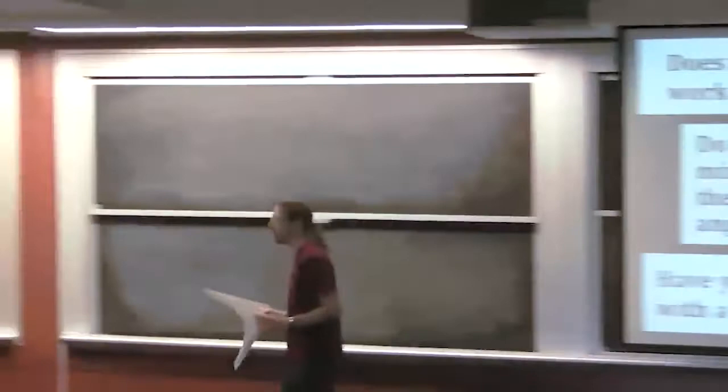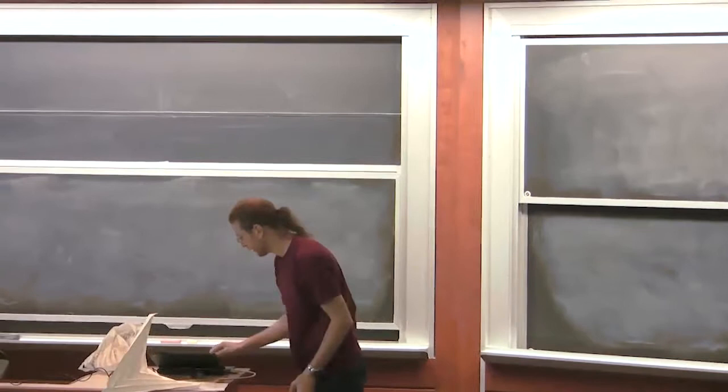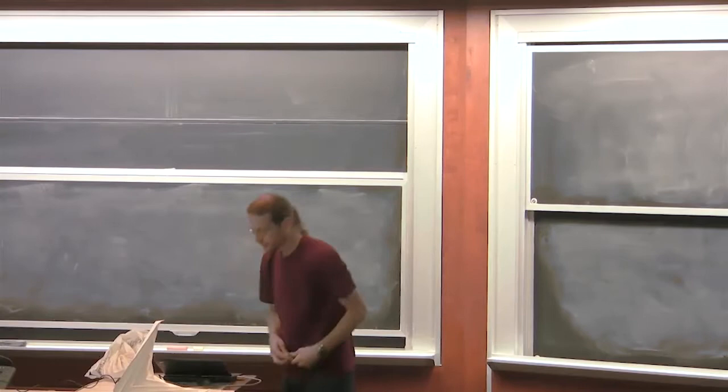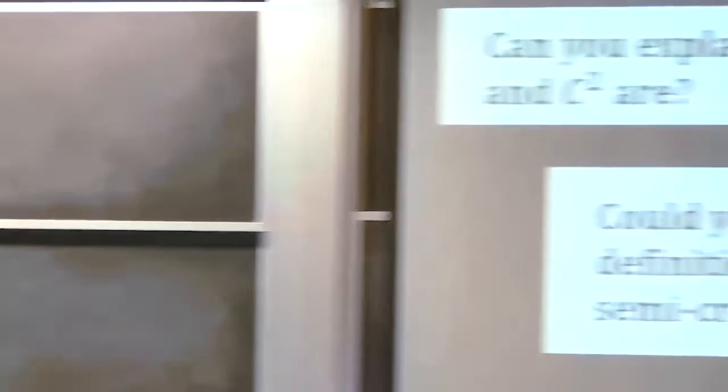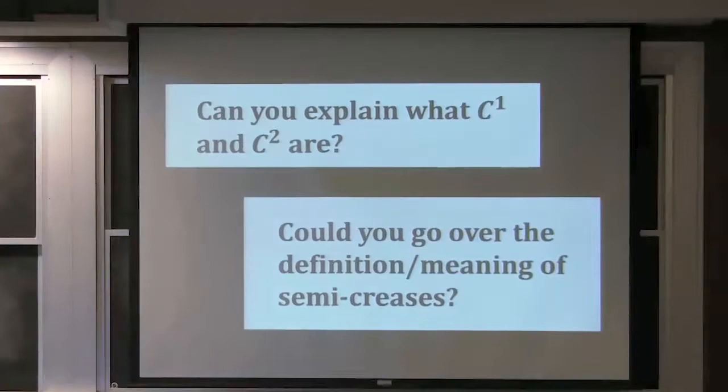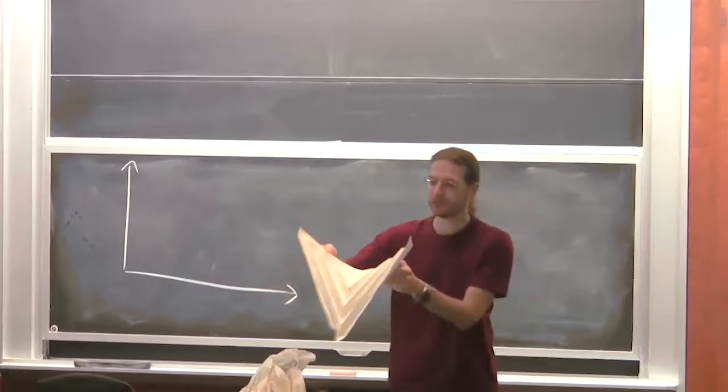So those were open problems. Next, we have some general math questions. C1, C2, and semicreases. These are related questions. So let me do a quick visual review of these terms. I'm going to do it for one-dimensional curves in 2D because that's a lot easier to think about than what we really care about, which is two-dimensional surfaces in 3D. But all the ideas carry over.